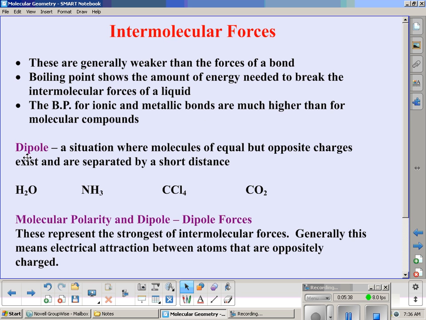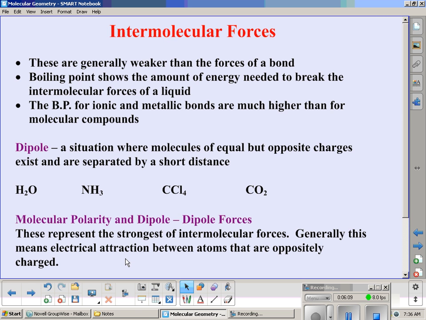Okay, a dipole is a situation where molecules of equal but opposite charges exist and are separated by a short distance. This is very common in water, in ammonia, carbon chloride, CO2. And as we go through, I'll explain to you why they're so common. I'll have pictures and everything. It'll be so cool.